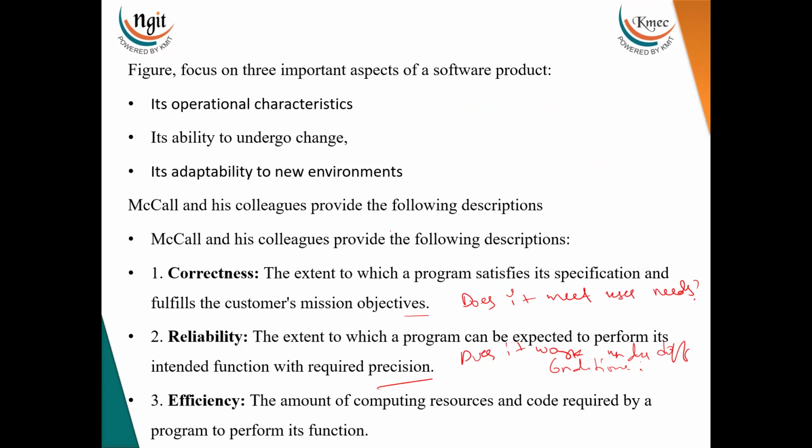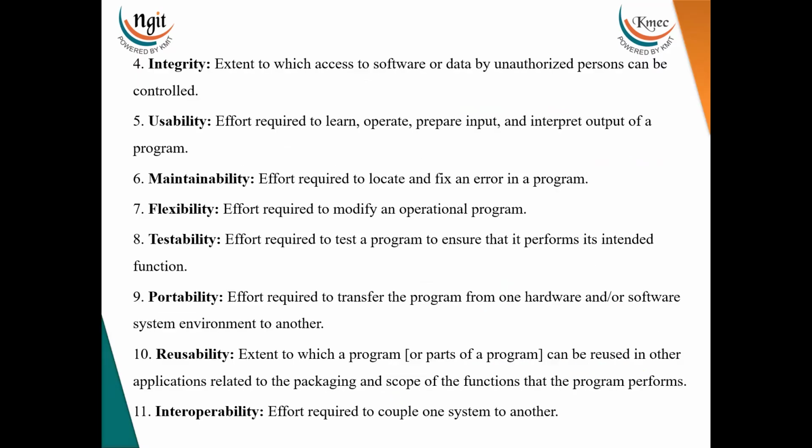Next is efficiency. So does it use the system resources well? That is the amount of computing resources and code required by a program to perform its function. When it's about integrity, it is how secure it is from unauthorized access. Extent to which access to software or data by unauthorized persons can be controlled.